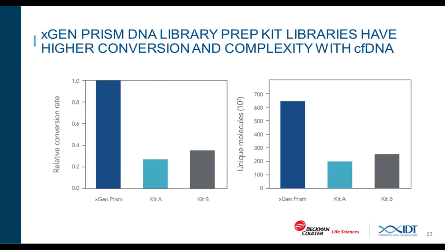xGen Prism libraries have approximately 3 times higher conversion when compared to Kit A and Kit B with 25 nanograms input of cell-free DNA. Moving to the graph on the right, again you see the library prep kit on the x-axis, and on the y-axis are the unique molecules measured after sequencing. xGen Prism libraries have approximately 3 times higher the number of unique molecules than Kit A or Kit B.